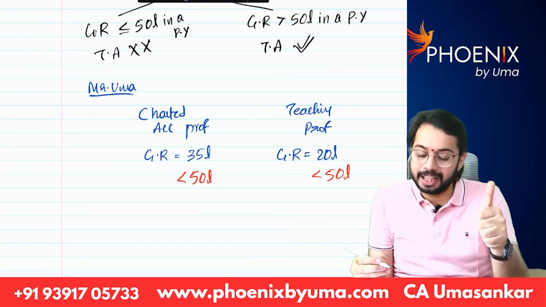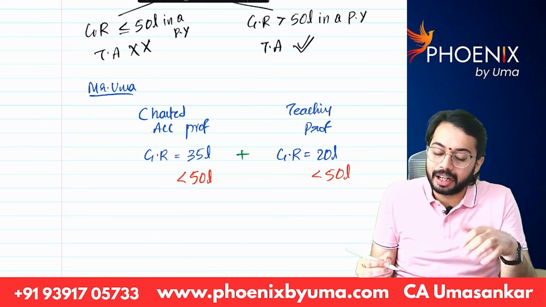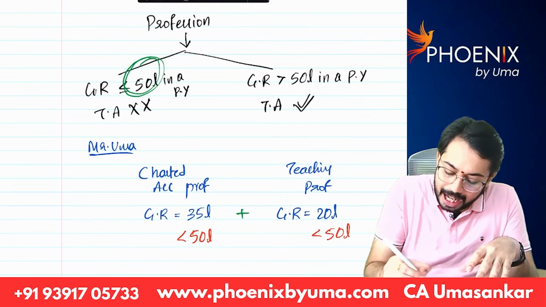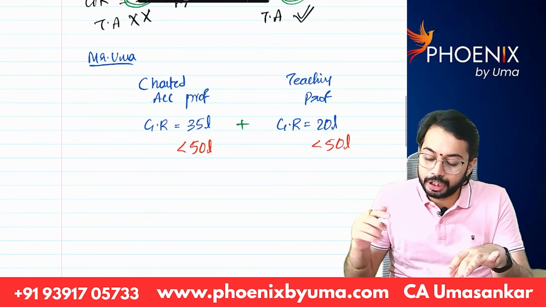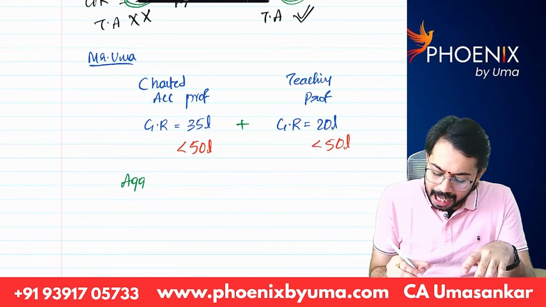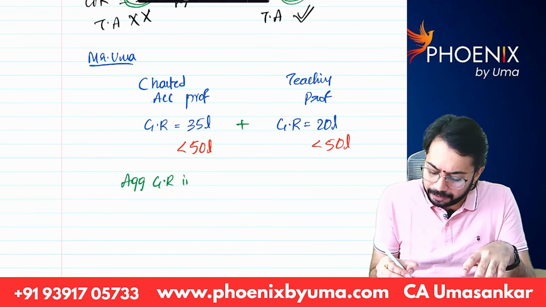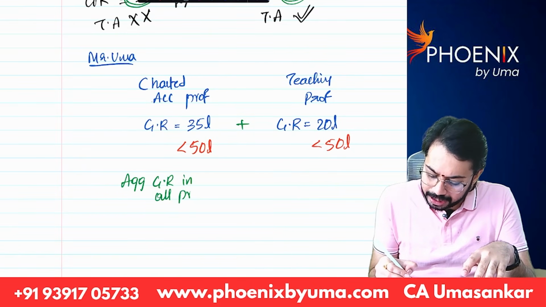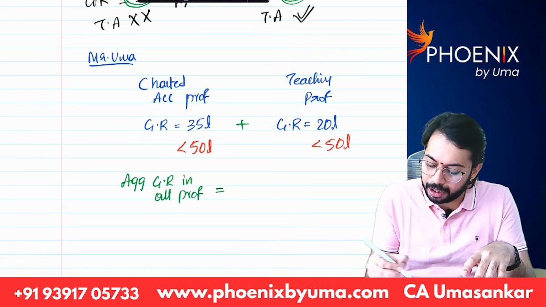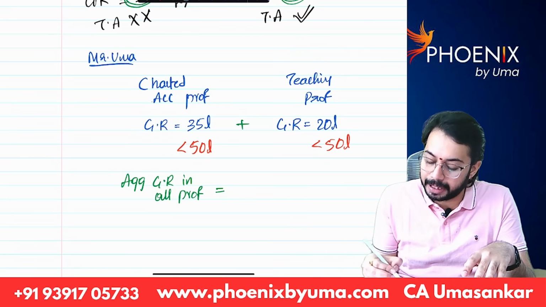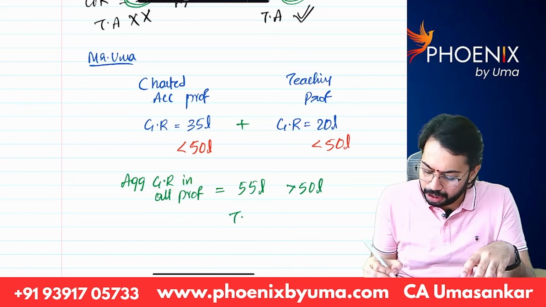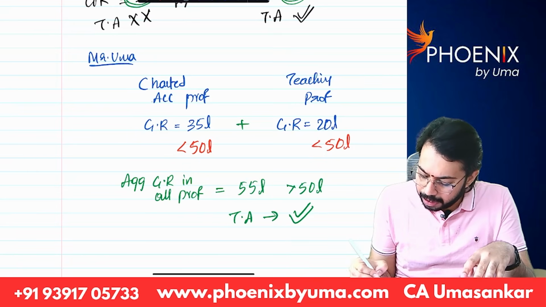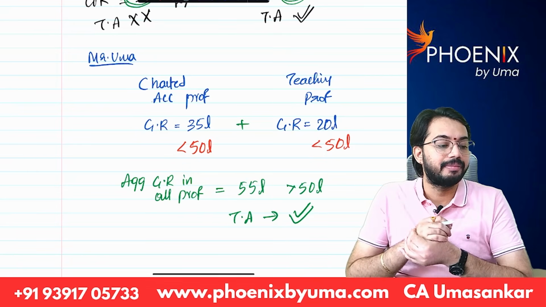Yes, tax audit is applicable because when you are calculating the limit of 50 lakhs, you should not consider individual professions, you should consider aggregate gross receipts in all professions. Aggregate gross receipts in all professions is equal to 35 plus 20, 55 lakhs, which is more than 50 lakhs. So, tax audit is applicable. Are you able to understand?